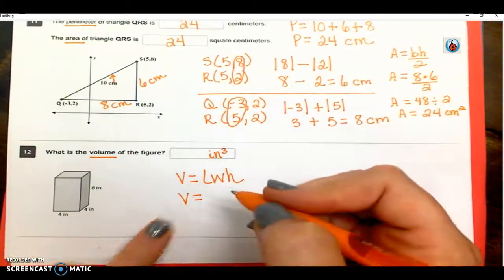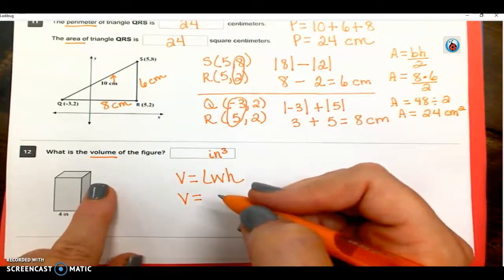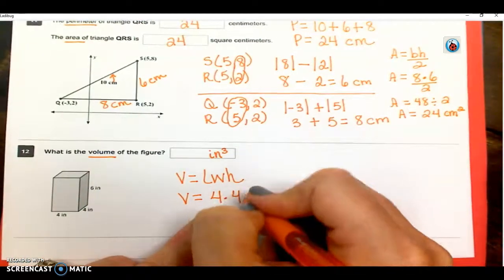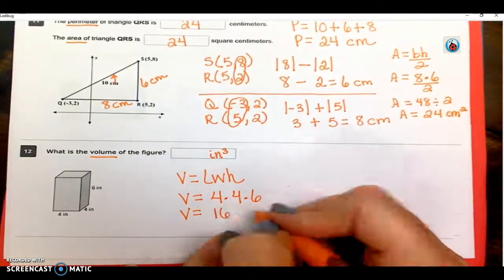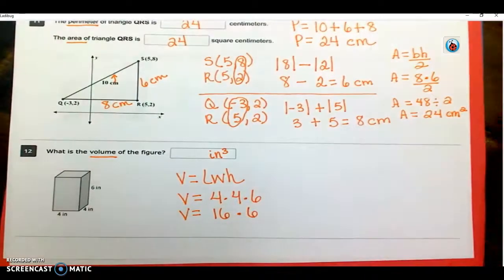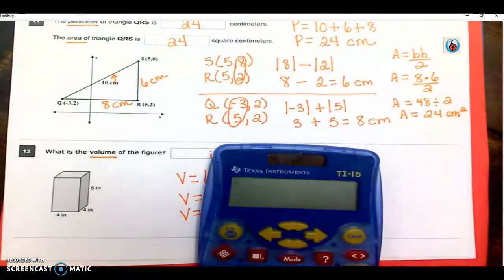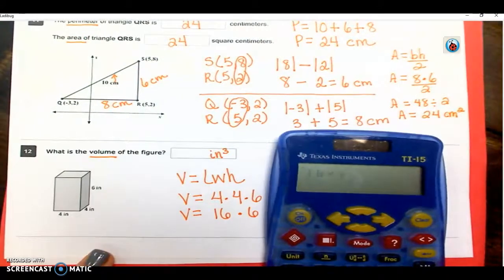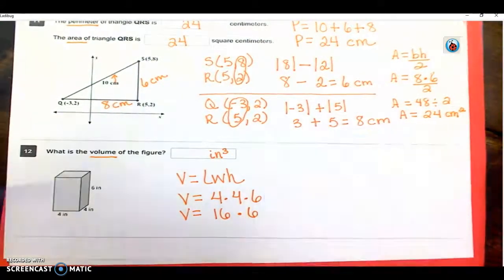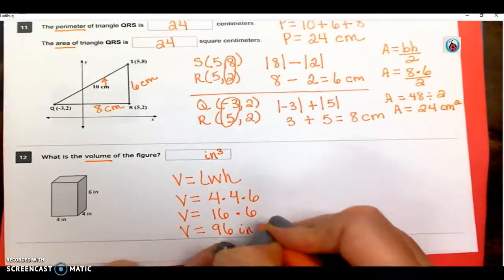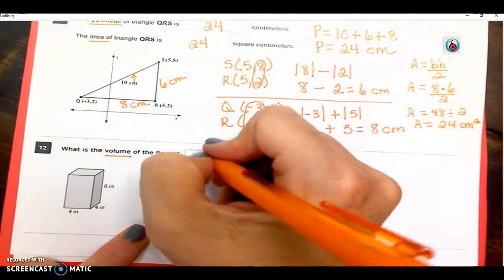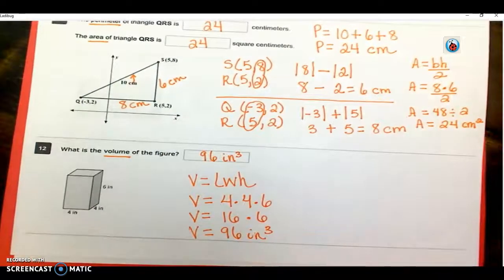Okay, so we know we have 4 by 4 by 6. And 4 times 4 is 16 times 6. So if you want to work that out to the side or just put in 16 times 6, you get 96. So your volume is going to equal 96 inches cubed because volume is cubed. 96 inches cubed. Okay, let's move on to the next one.